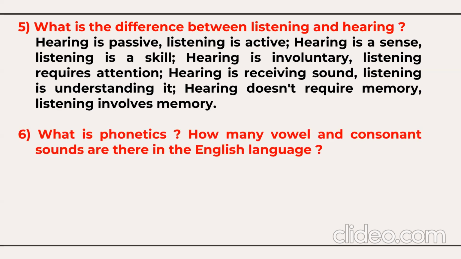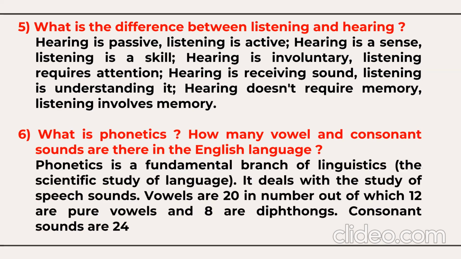Question number 6: what is phonetics? How many vowel and consonant sounds are there in the English language? Phonetics is a fundamental branch of linguistics that is also called the scientific study of language. It deals with the study of speech sounds. Vowels are 20 in number, out of which 12 are pure vowels and 8 are diphthongs. There are 24 consonant sounds. So in this manner, there are 44 sounds in English: 20 vowel sounds and 24 consonant sounds.